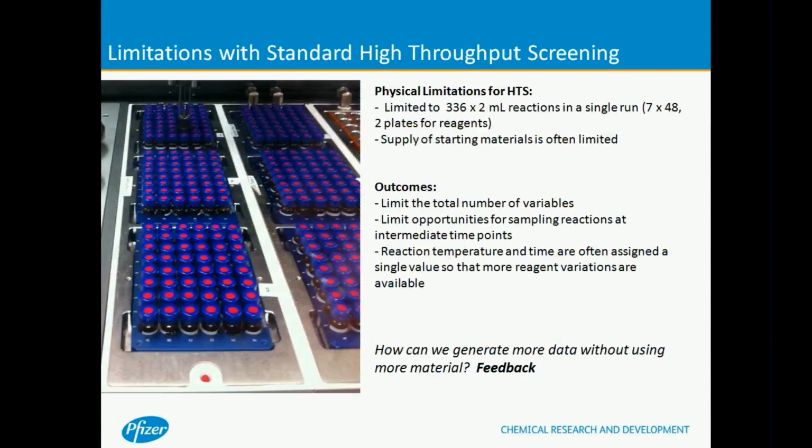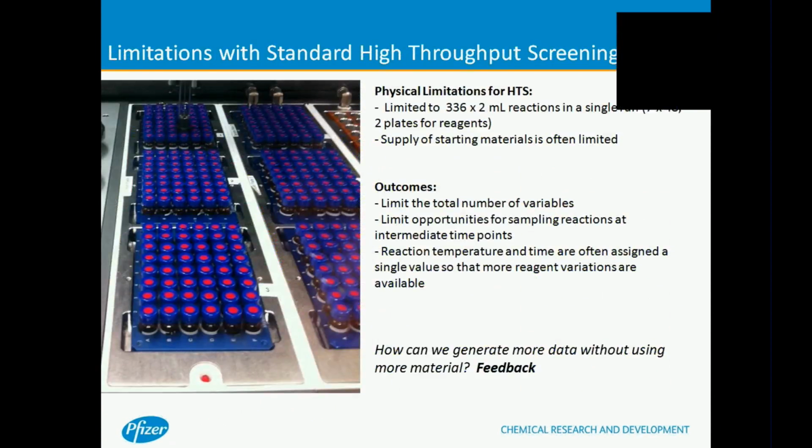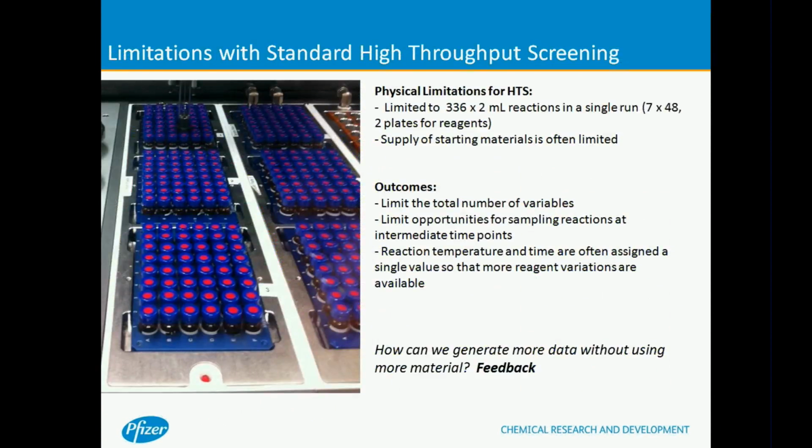High throughput screening is very powerful, but there are some limitations. First, you're limited to the number of reactions you can run in a single run. For our Freeslate deck, that's about 336 reactions in a run. The challenge is that you have to limit your conditions so that they only multiply out to a number equal to or less than the number of total possible reactions.